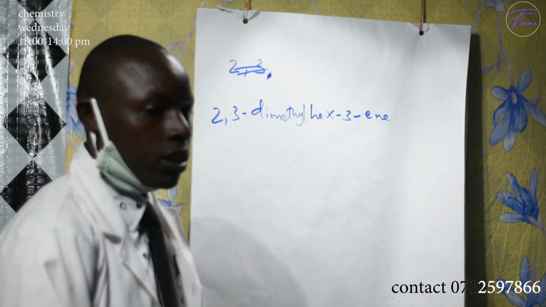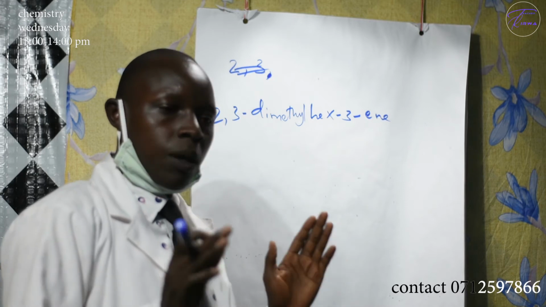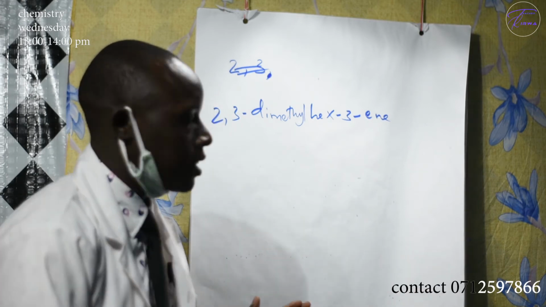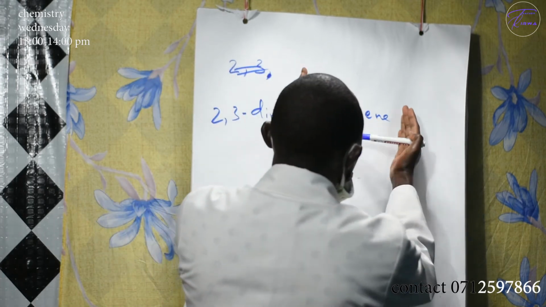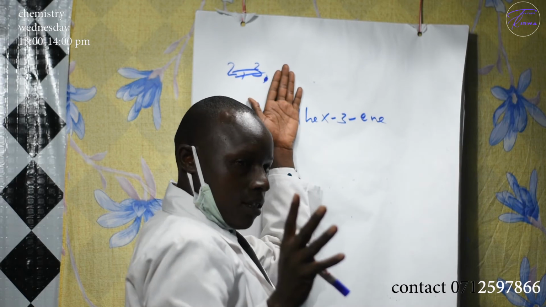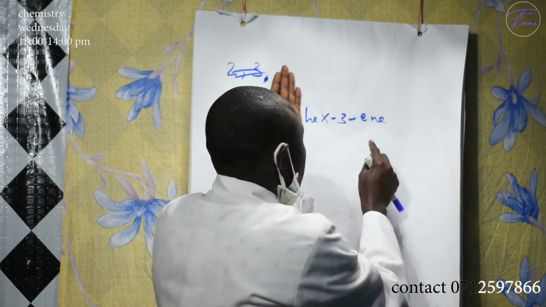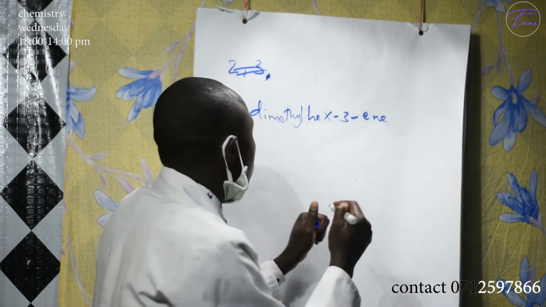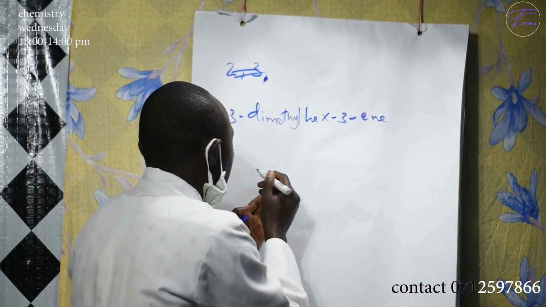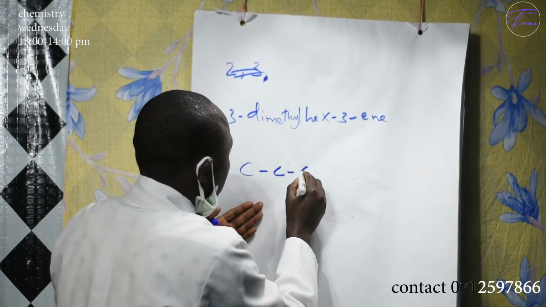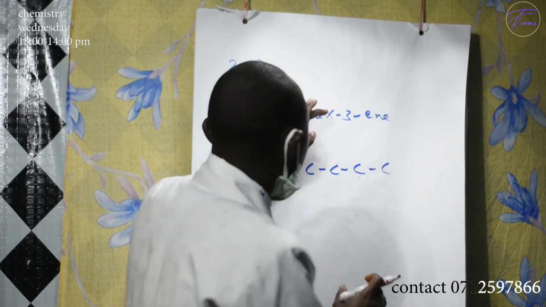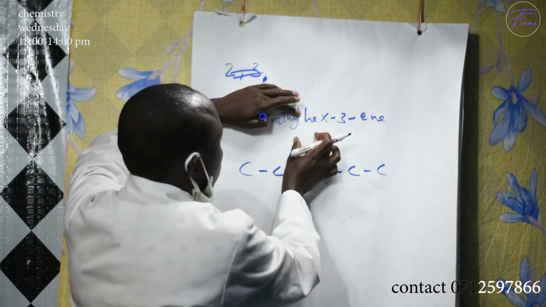Now, when we are drawing, we begin with the parent. So split this into 2. Find the parent and then the branch. So the parent name is hex-3-ene. Hex means 6, and 3-ene means the double bond is at carbon number 3. So draw 6 carbons first: 1, 2, 3, 4, 5, 6. So we have 6 carbon atoms for hex.